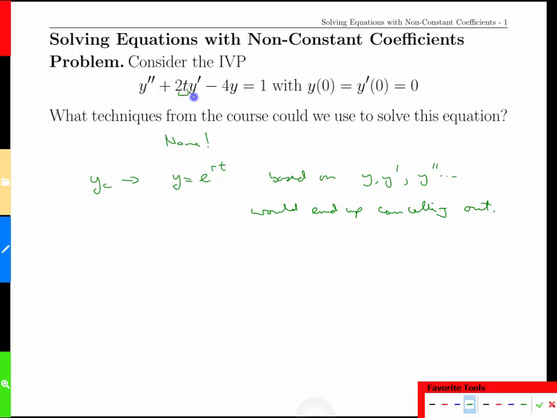Now in this case here, if we put an exponential in for y prime, it's going to be a t exponential, and we're going to have two other separate exponentials. There's no way that's ever going to equal 1. So this method here is just not going to work at all.